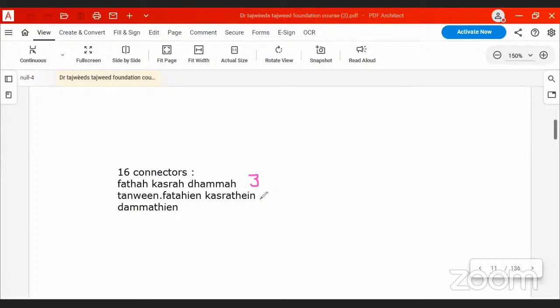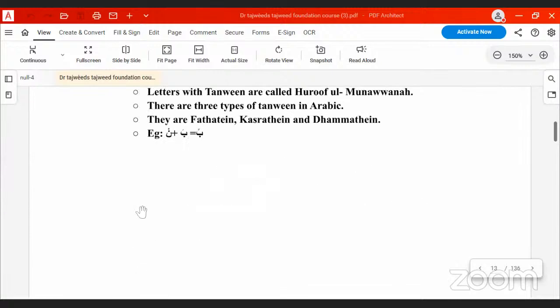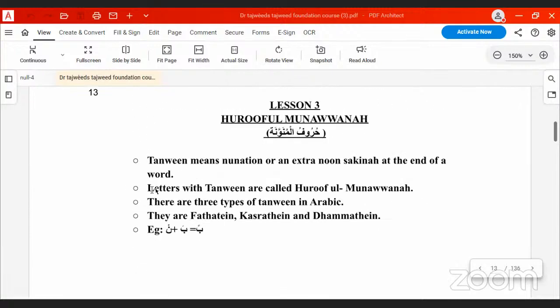Today the next lesson which we are going to learn is about the tanween. The tanween, huruful munawwana. Tanween means nunation or an extra noon sakina at the end of a word. Nunation means the sound of n given at the end of a word. Letters with tanween are called huruful munawwana. There are 3 types of tanween in Arabic. Which are the 3 types? Fathatain, kasratain, dhammatain.